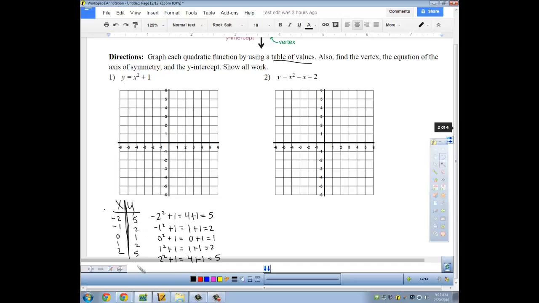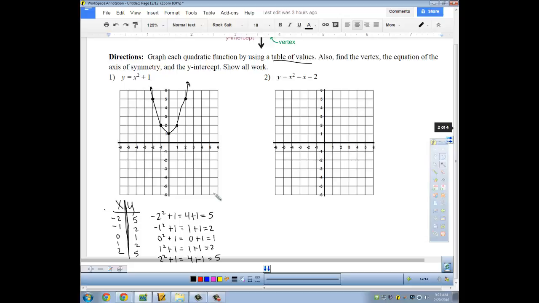So notice my y values, they kind of go back to how they started. It went 5, 2, 1, 2, 5. That will happen very often because of the shape that the parabola makes. So I'm going to graph this: -2, 5, -1, 2, 0, 1. I did not graph that one correctly. Okay. -1, 2 is right there. 0, 1, 1, 2, and 2, 5. Okay, so then we can connect the points.